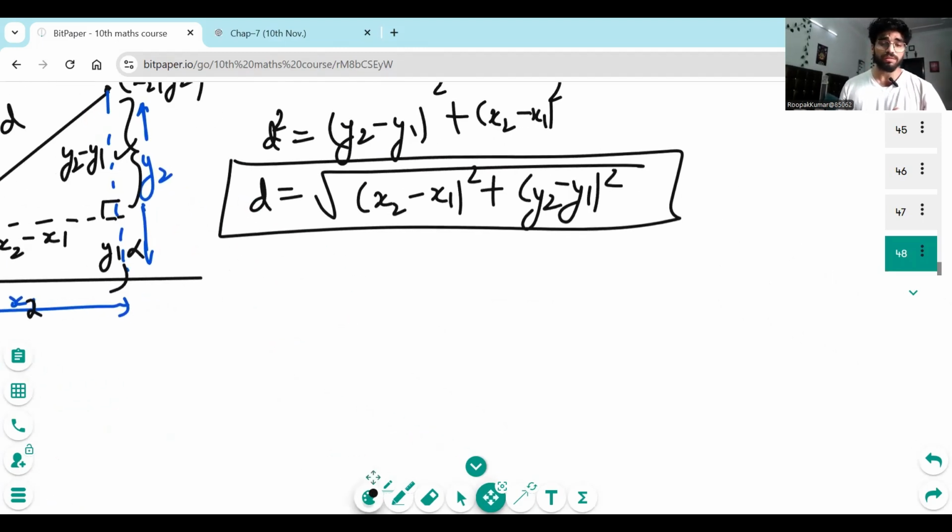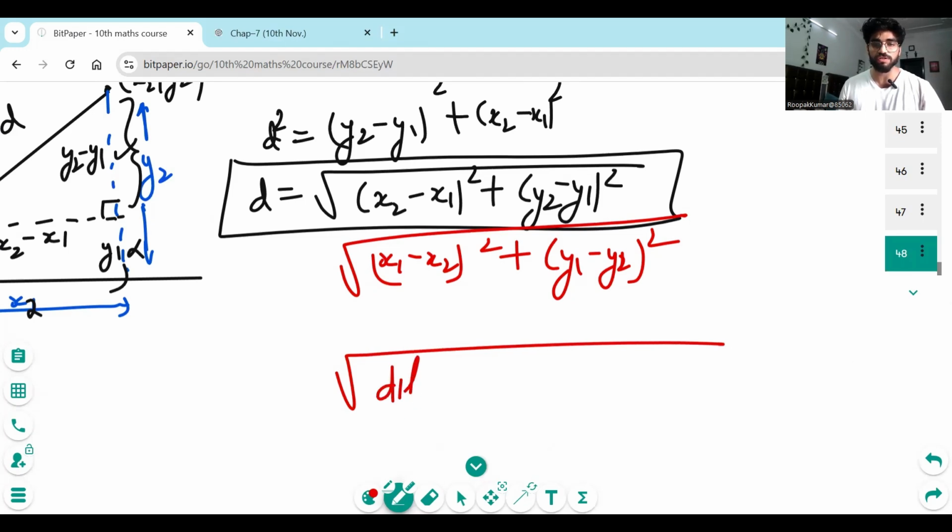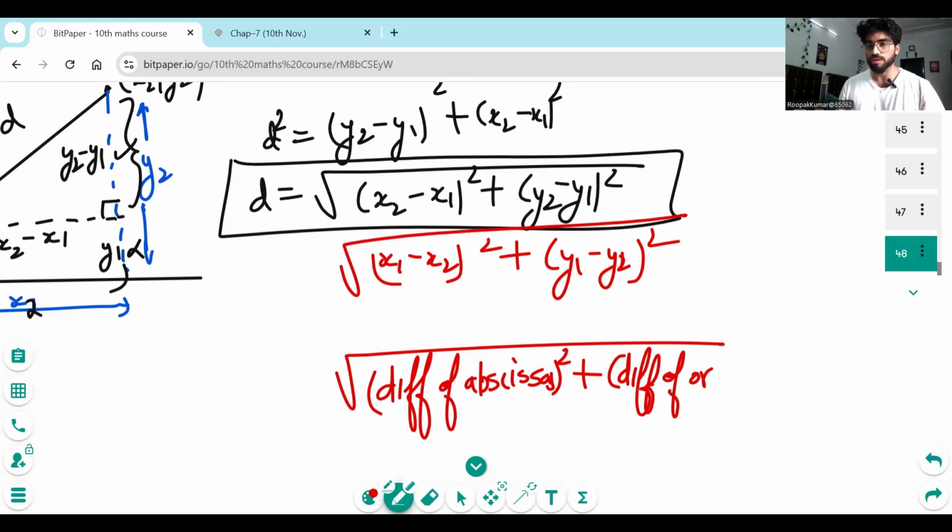Now, there are multiple things to understand here: it doesn't matter if you write x1 minus x2, the order doesn't matter. You can write this also. This is also fine. That's why the better formula to learn is: difference of abscissas, x coordinates, squared, plus difference of ordinates squared. That is the distance between 2 points. The better way to learn this.